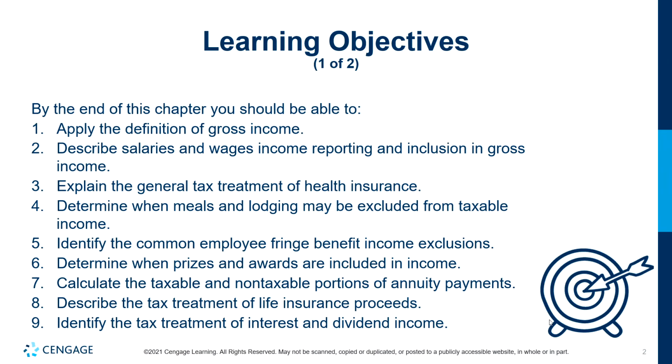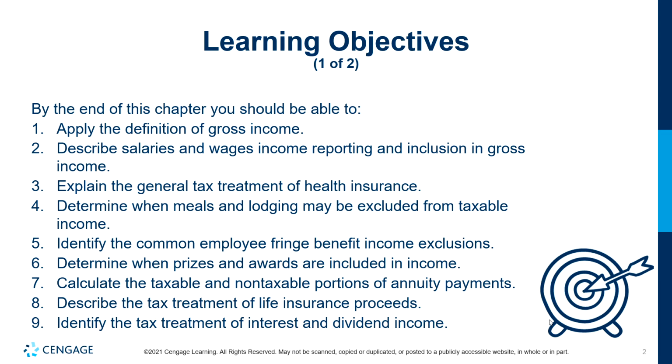By the end of this chapter, you should be able to: 1. Apply the definition of gross income. 2. Describe salaries and wages, income reporting, and inclusion in gross income. 3. Explain the general tax treatment of health insurance. Yeah, we're going to talk about health insurance still. A little bit of HSA. 4. Determine when meals and lodging may be excluded from taxable income. It's a big one.